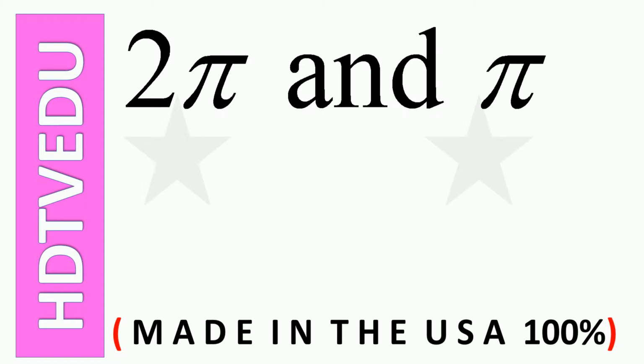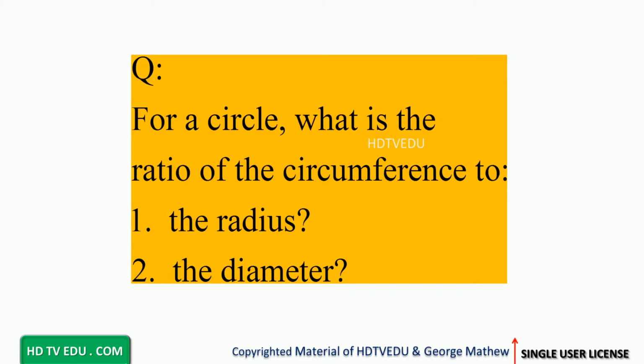2 pi and pi. For a circle, what is the ratio of the circumference to the radius? And 2, for a circle, what is the ratio of the circumference to the diameter? So we are only asked for the ratio of the circumference to the radius and the diameter.